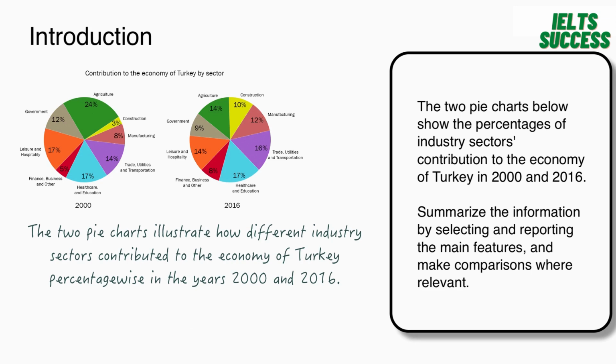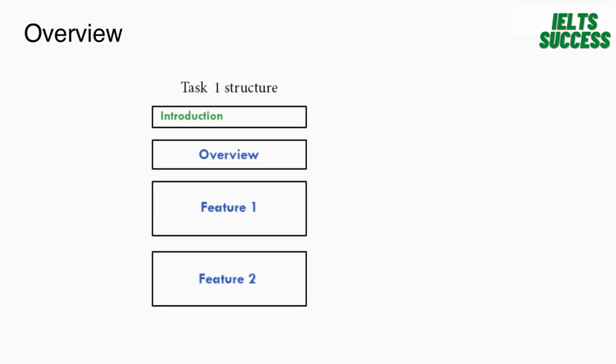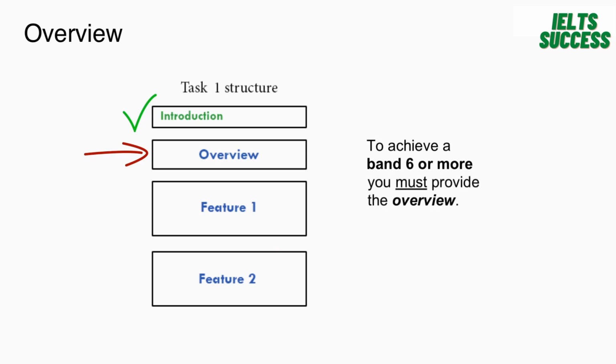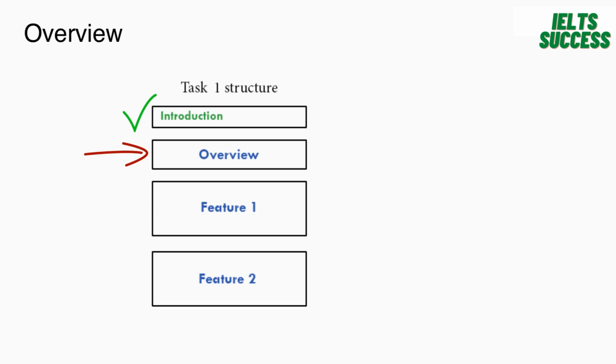It is clear and specific, so when the examiner starts reading this essay, he will easily understand what our pie chart is all about. When we have finished the introduction, we have to move on to the general overview paragraph. Remember, to achieve a band 6 or more for task 1, you must provide the overview. In the overview paragraph, you should briefly describe major features of your pie charts. Ideally, you should describe from 2 to 4 key features.